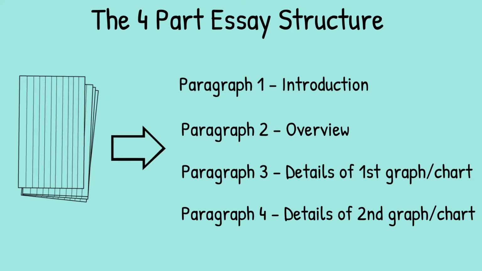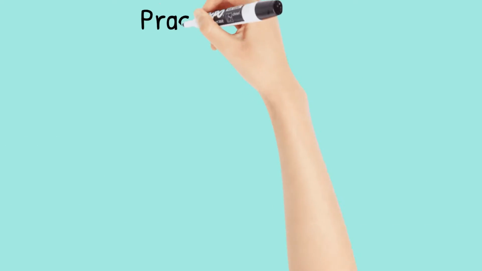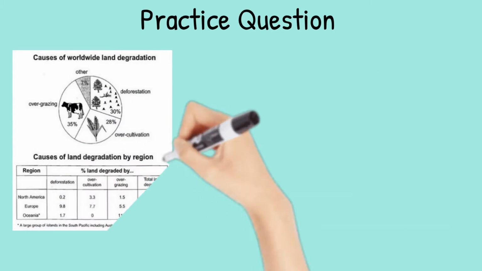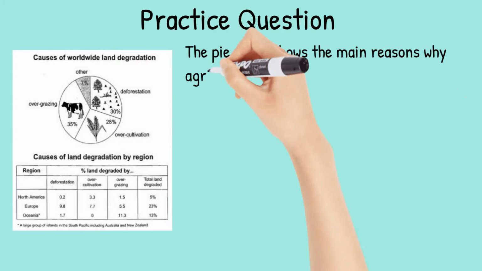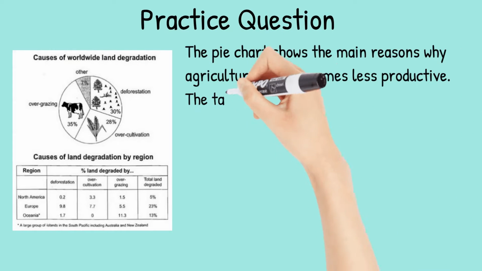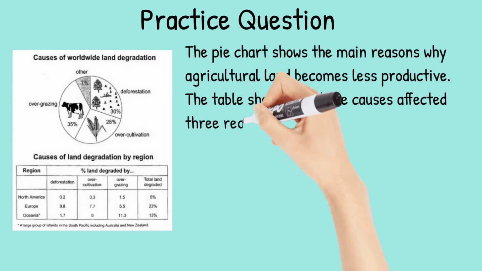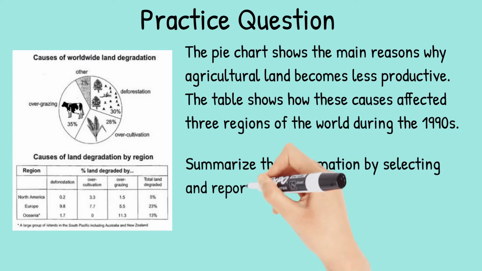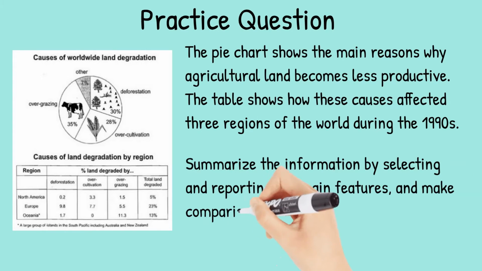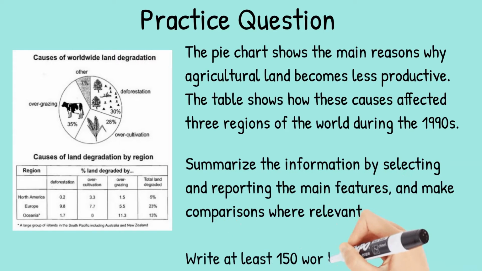Now that we have all the tools we need, we are ready to begin planning and writing our IELTS multiple graph essay. Here's our practice question, which includes a pie chart and a table. The pie chart shows the main reasons why agricultural land becomes less productive. The table shows how these causes affect 3 regions of the world during the 1990s. Summarize the information by selecting and reporting the main features and make comparisons where relevant. Write at least 150 words.